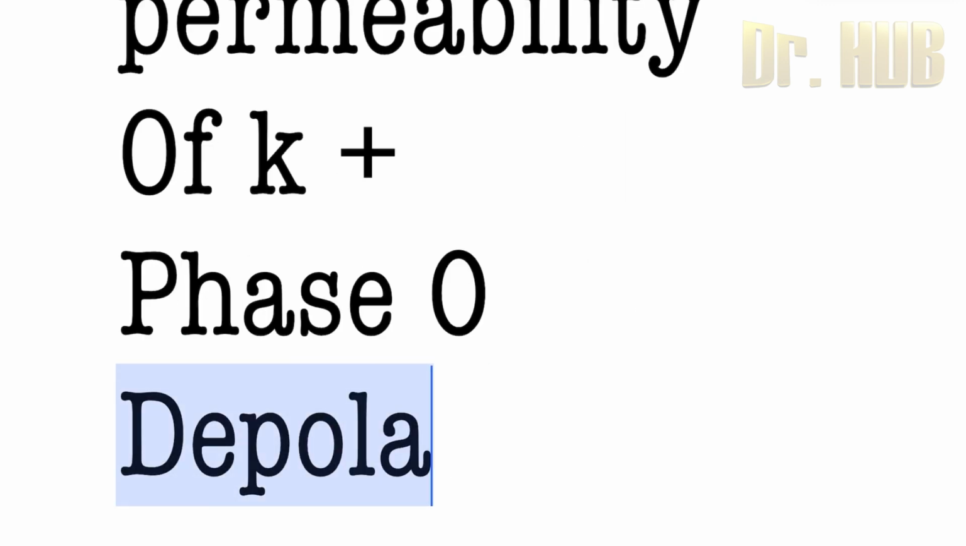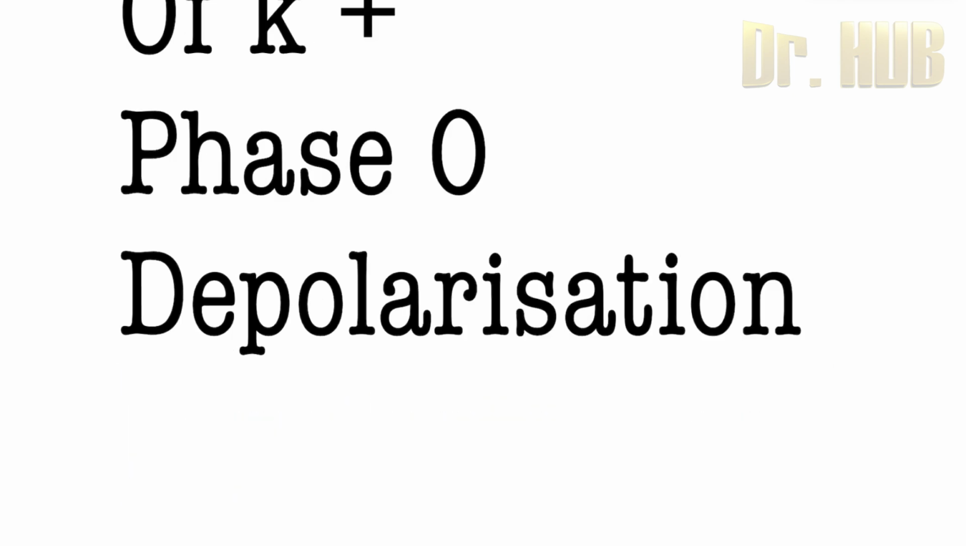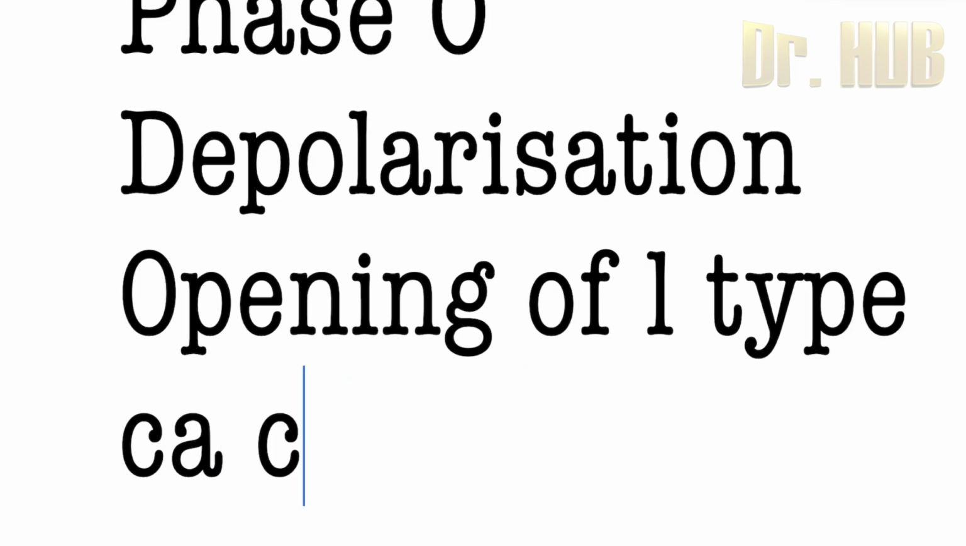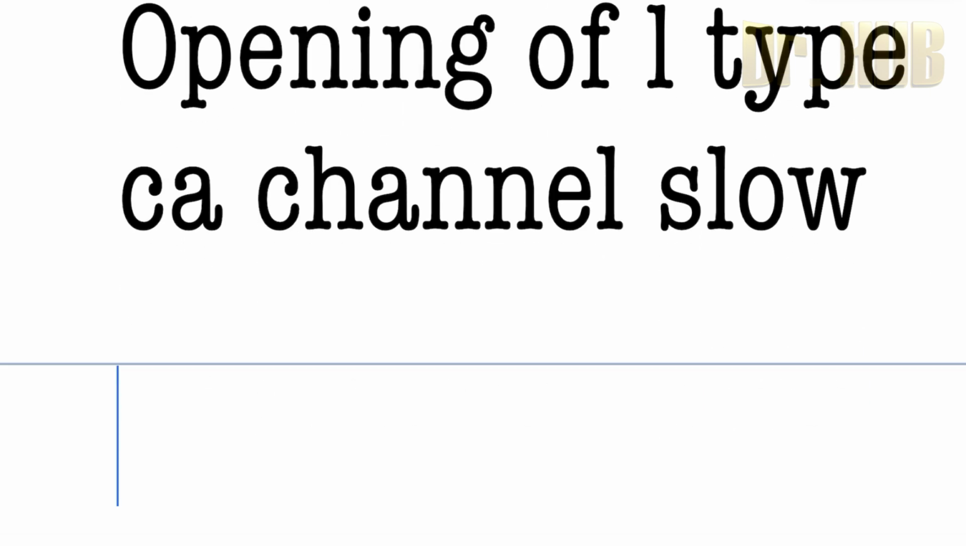Then we move on to phase 0. Phase 0 is depolarization. There is opening of the L-type calcium channel, and this is again slow. So far everything was slow. So phase 4, then phase 0 depolarization, opening of the L-type calcium channel. In phase 4, it was the opening of the T-type calcium channel, which is again slow.